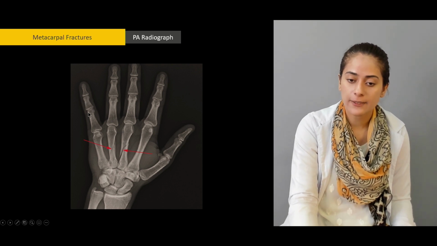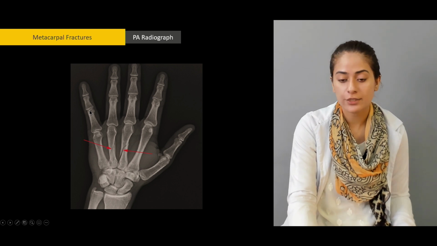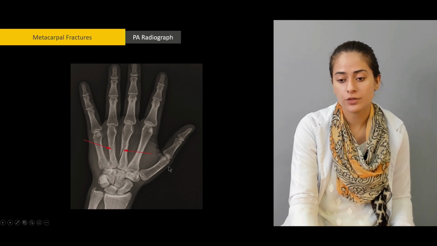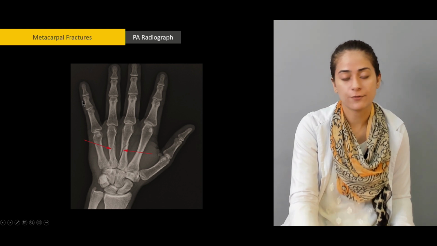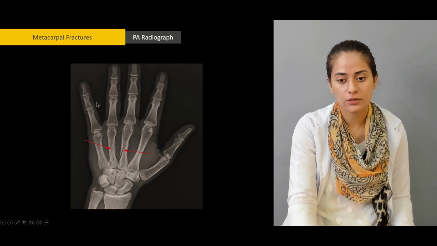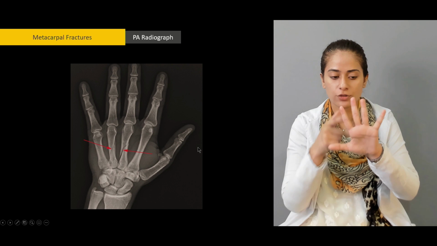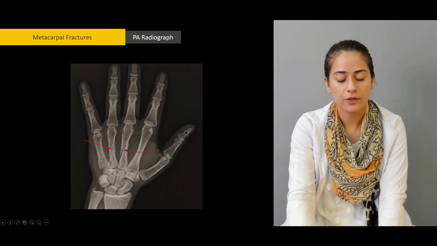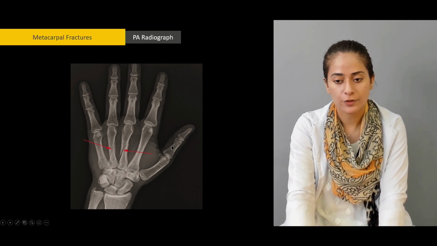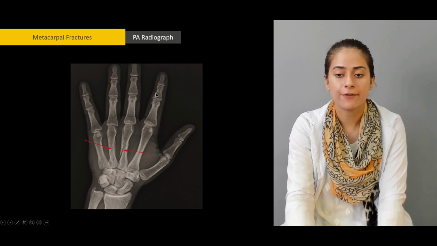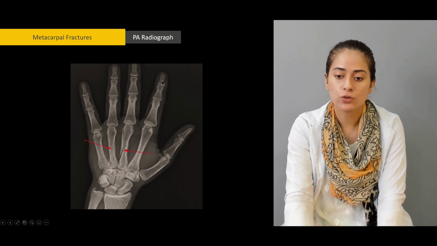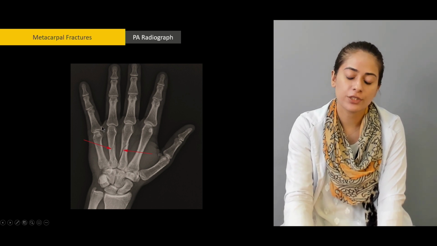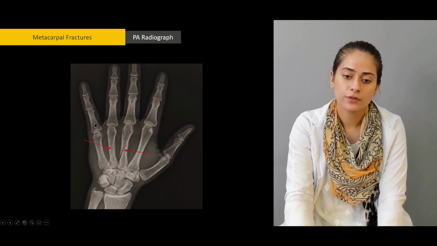This is the proximal interphalangeal joint. This is the distal interphalangeal joint of the 5th finger. This is the 1st, 2nd, 3rd, 4th, and 5th. This is how you number the fingers: 1, 2, 3, 4, 5. The thumb has 2 phalanges, and all the rest of the fingers have 3 phalanges, making 2 joints: the proximal interphalangeal joint and the distal interphalangeal joint. And this joint here is the metacarpophalangeal joint.